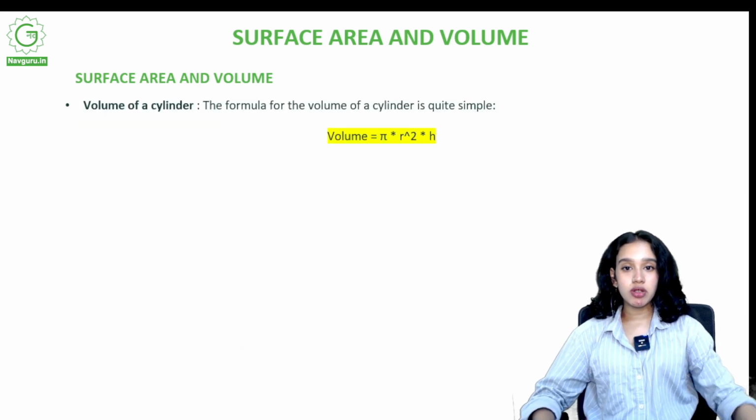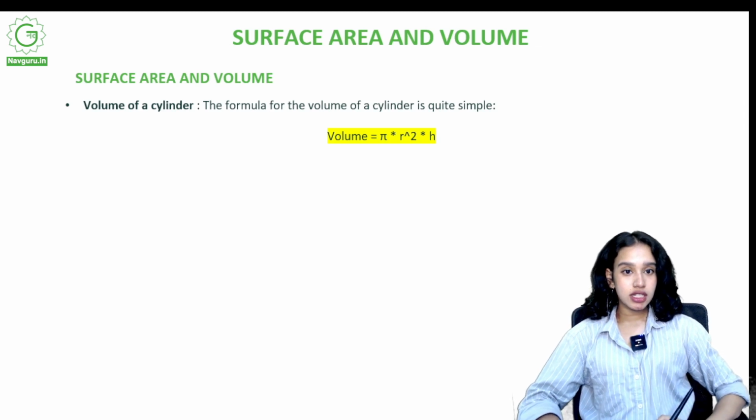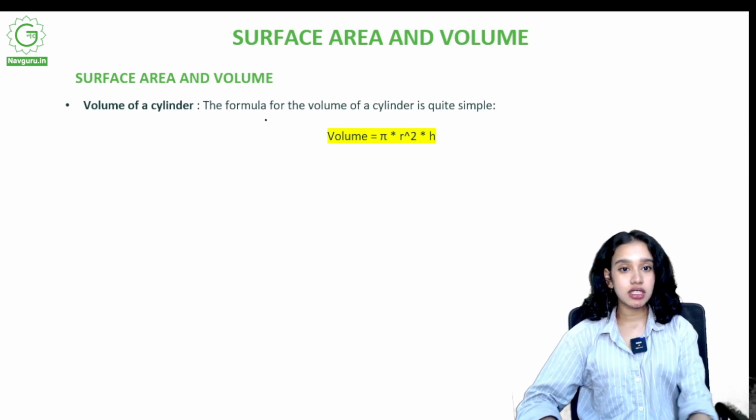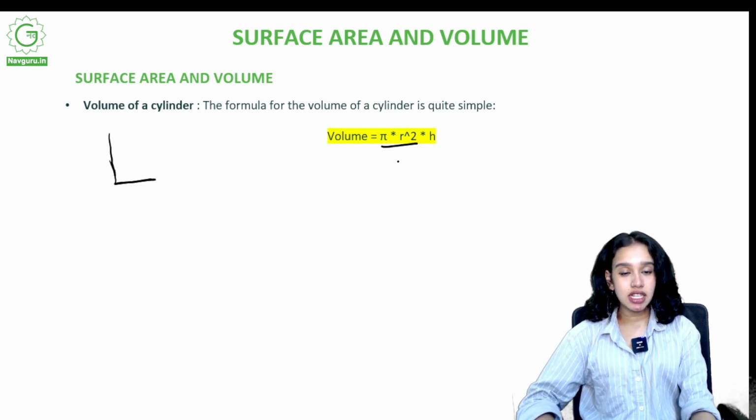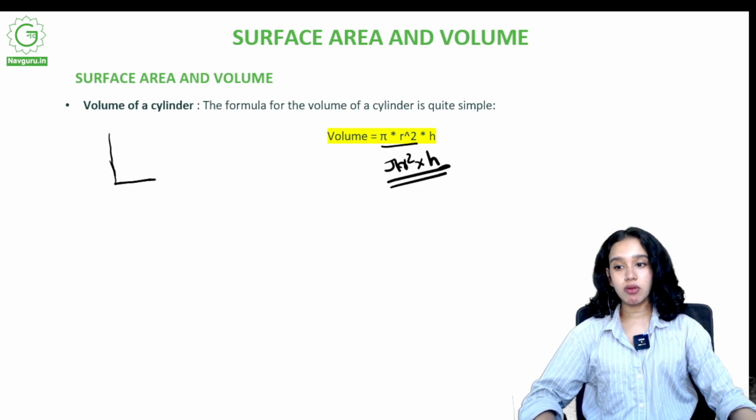Now let's talk about the volume of the cylinder. How do we find the volume? It is base area into height. The base area is pi r square and the height is h. So pi r square h is the volume of the cylinder.